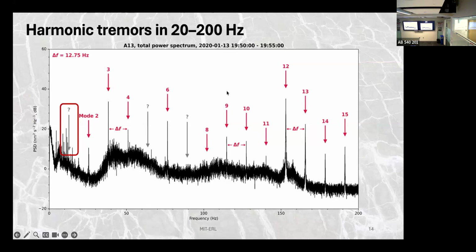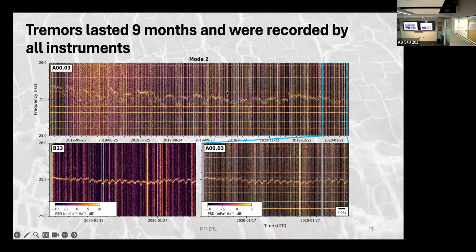And when we look at the entire observation period, we can see that this resonance signal continued for the entire 9 months of our hydrophone experiment. On the top panel, I'm showing the 9-month hydrophone spectrogram in this very narrow frequency range of 25 to 26 hertz. This is the frequency range containing the lowest observable mode, mode 2, of our series of tremors. And we see these oscillating spectral lines that were on for the entire 9-month period.